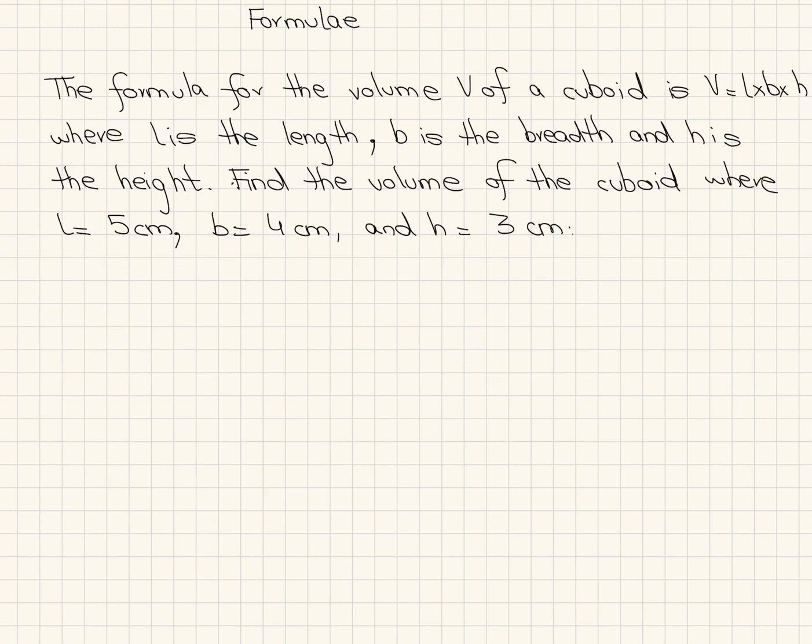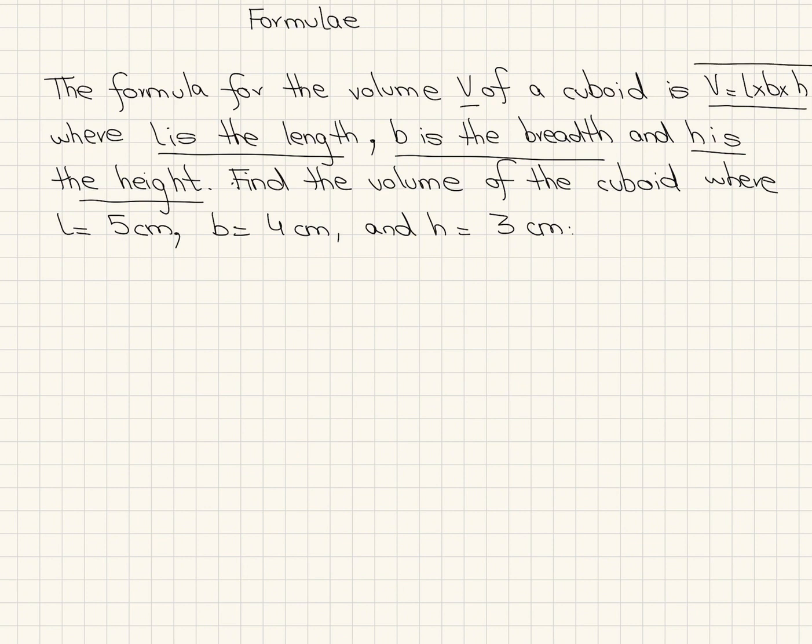All right, let's have a look at this question. The formula for the volume V of a cuboid is V equals length into breadth into height, where L is the length, B is the breadth, and H is the height. Find the volume of the cuboid where the length is 5 centimeter, B is 4 centimeter, and the height is 3 centimeter. So now they've given us the values of L, B, and H.